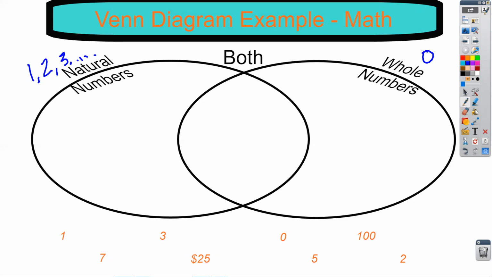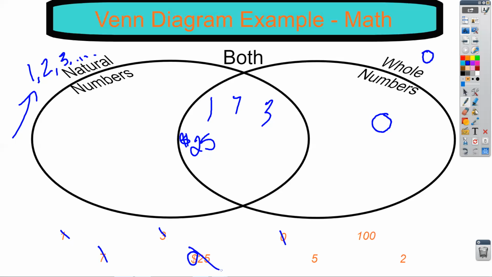So if I look at this, 1 would be a natural number, but it also is a whole number because there's no fraction or decimal associated with it. 7, same thing. 3, 25, even though there's a dollar sign, doesn't matter. 25 is still a whole number. 0 is not natural, however, so 0 is my whole number, because remember, natural is only 1, 2, 3, 4, 5, and so on. 5 is both, 100 is both, and 2 would be both.